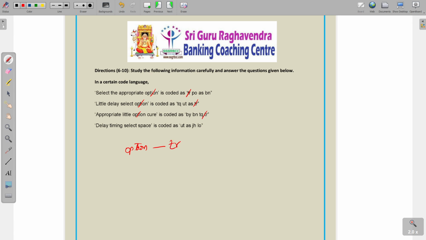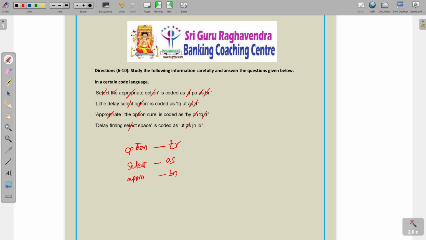Next, second most repeated, that is select, select and select. So what is the code for select? So see, AS and AS and also AS. AS is the code for select. And next, appropriate and appropriate. See, that is BN. BN is coded as appropriate.